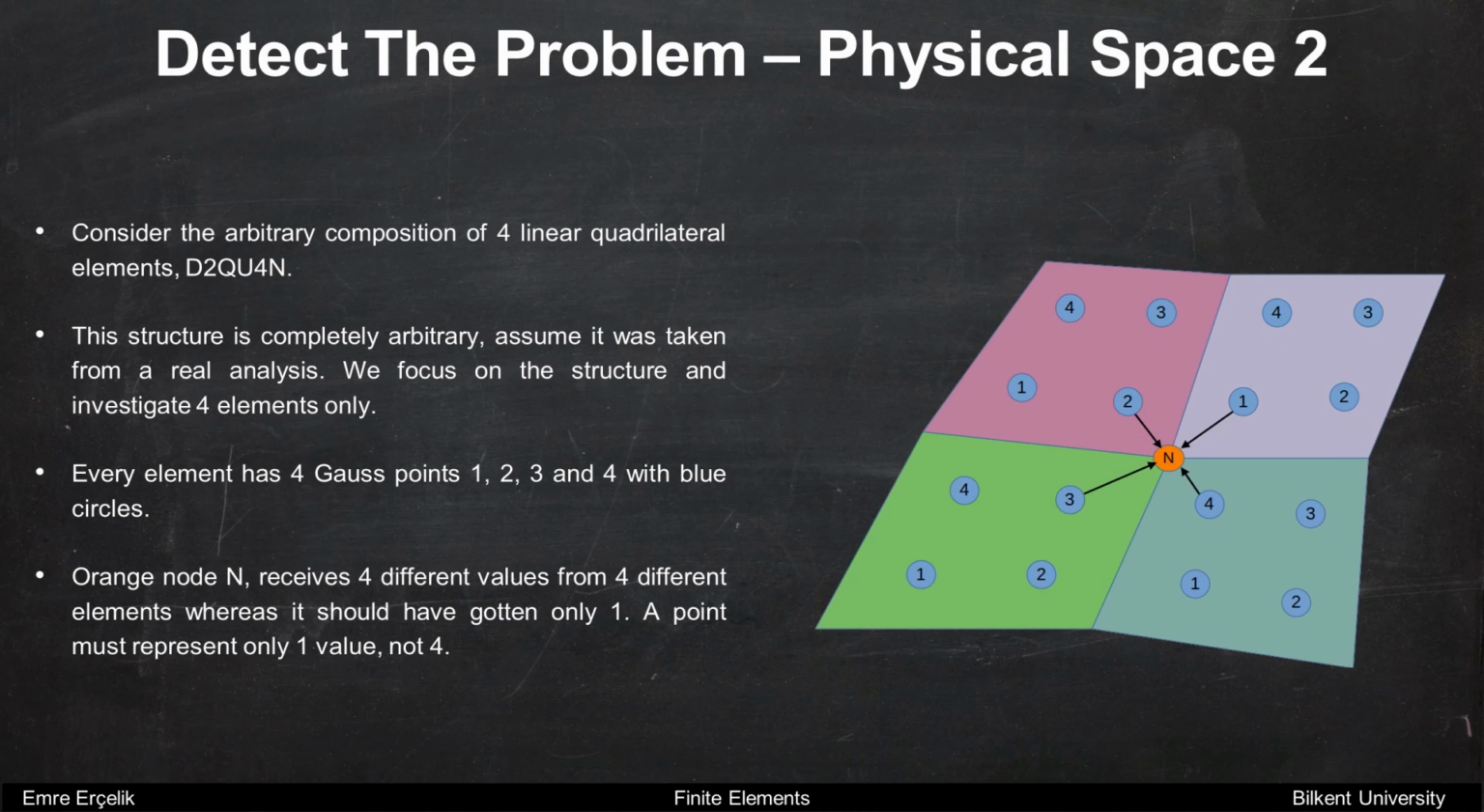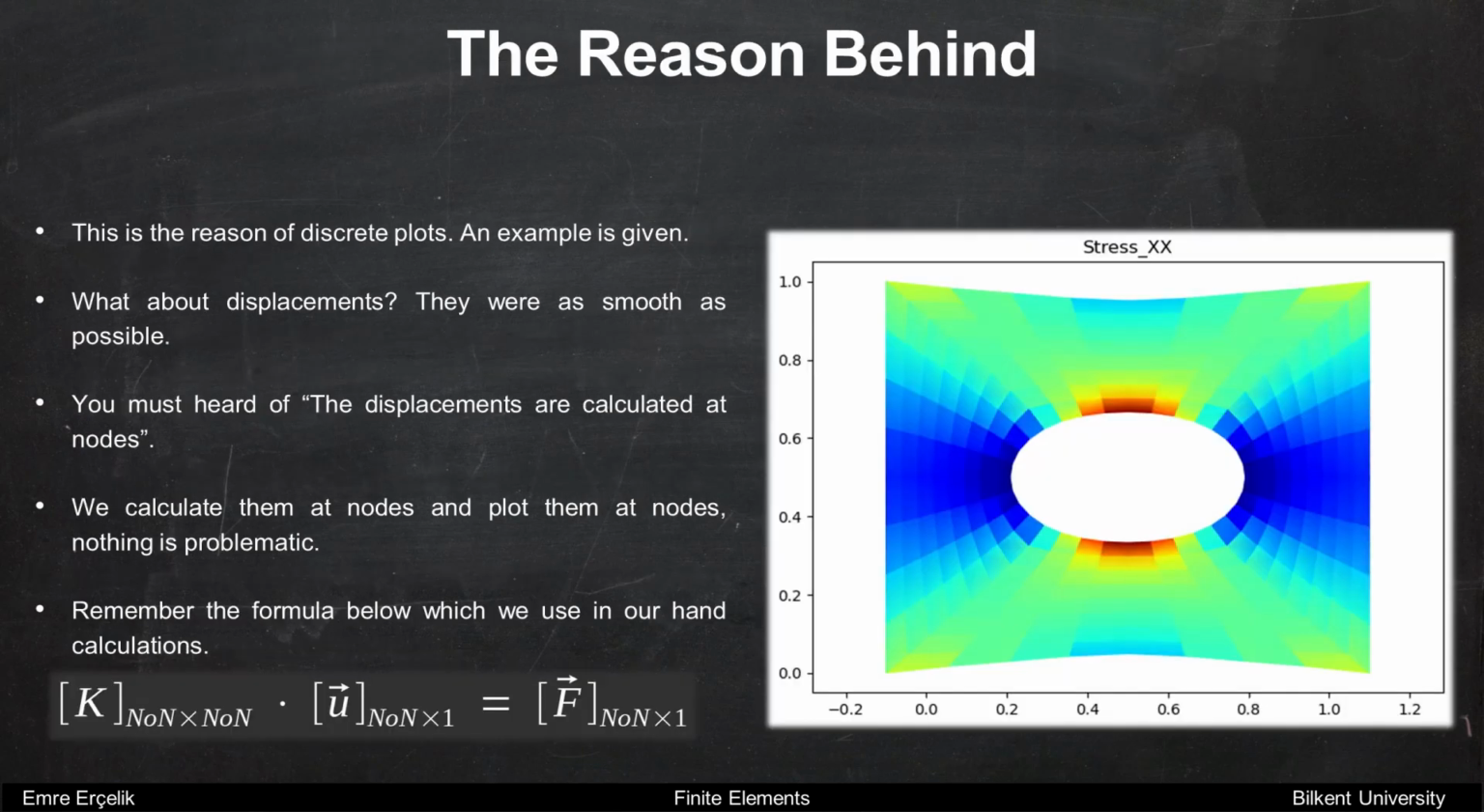Every element has 4 Gauss points, 1, 2, 3, and 4, shown with the blue circles. Orange node n receives 4 different values from 4 different elements, whereas it should have only gotten 1. A point must represent only one value, not 4. And finally, this is the reason for discrete plots. An example is given on the right side.